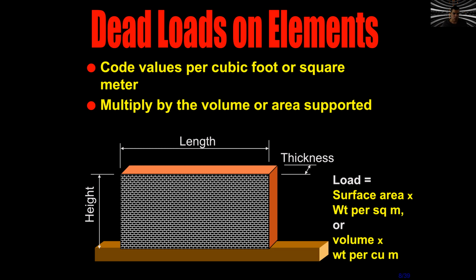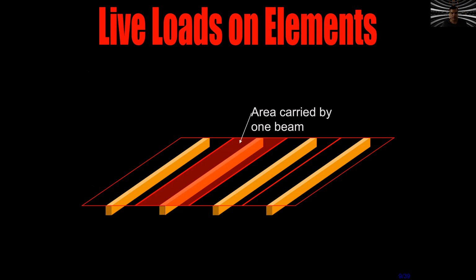For example, we can say that this particular type of brick will have, for every cubic inch or foot, a particular weight of, for example, 20 pounds. We'll multiply 20 pounds by the total volume of this particular element. The live loads are different.